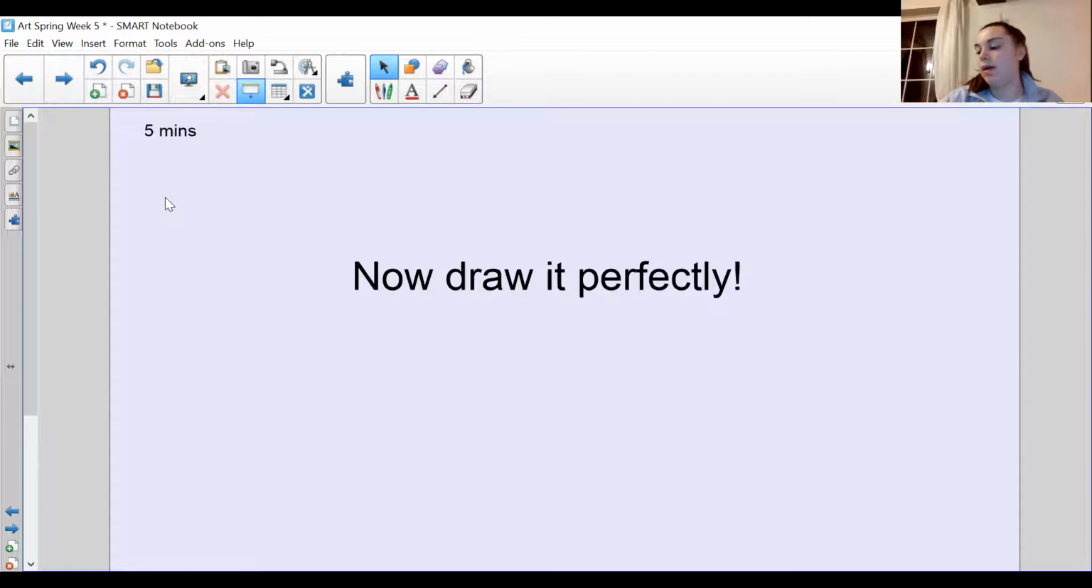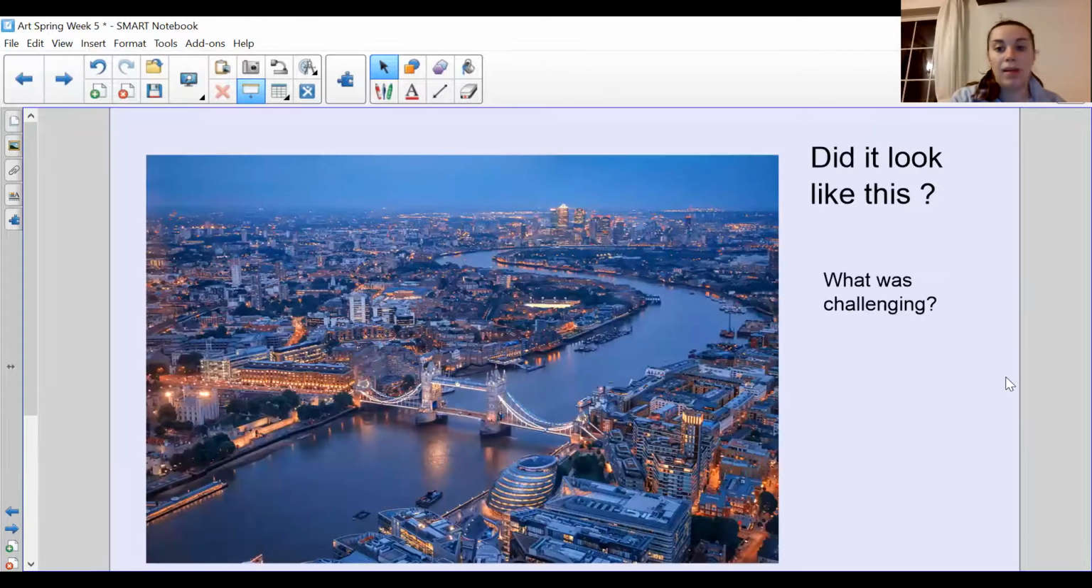Buildings. Okay, right, well, I didn't do very well at that. So let's see. Did it look like this? Well, no, my drawing did not look like that. I drew the river and I remembered the bridge because that was the main thing, and I remembered the circle thing and the 2 of these, but I couldn't remember it perfectly.